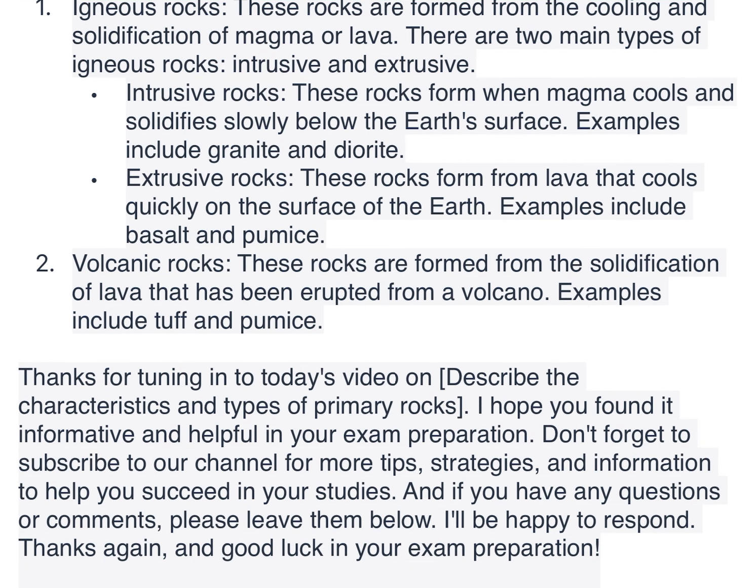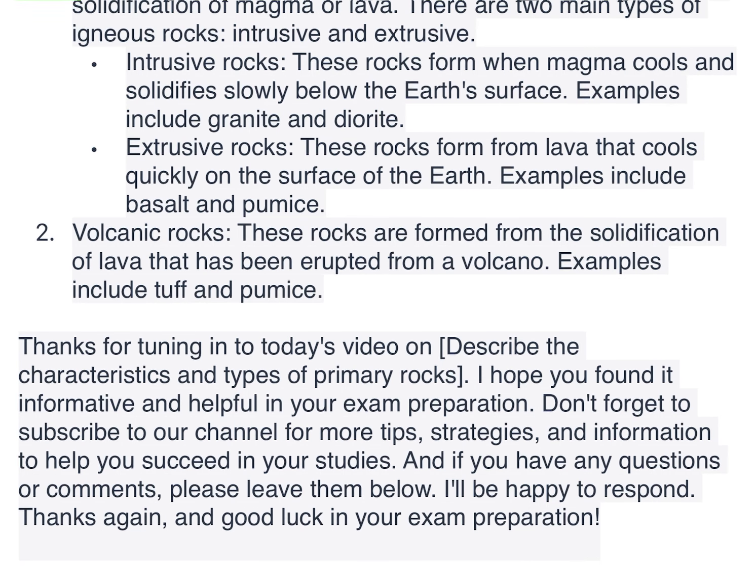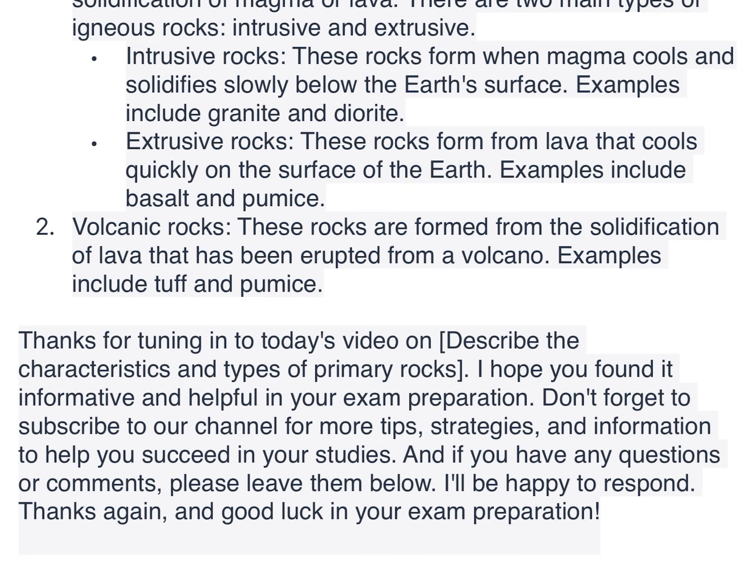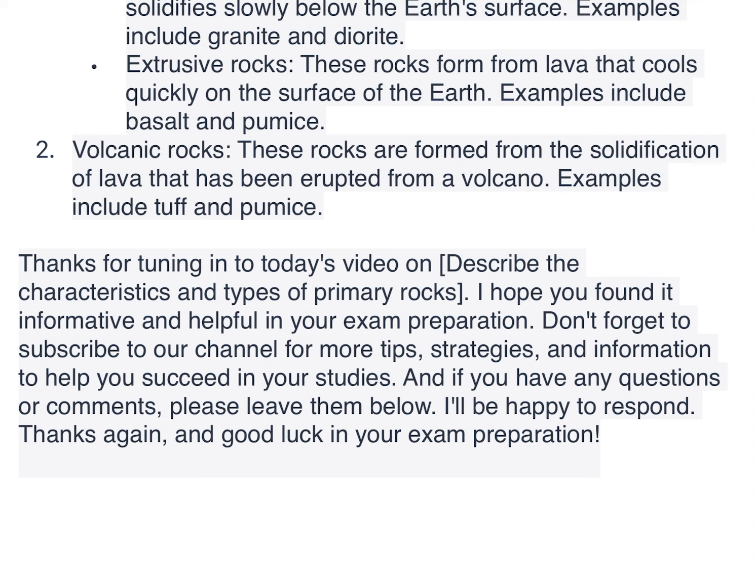Intrusive rocks. These rocks form when magma cools and solidifies slowly below the Earth's surface. Examples include granite and diorite. Extrusive rocks. These rocks form from lava that cools quickly on the surface of the Earth. Examples include basalt and pumice. Volcanic rocks. These rocks are formed from the solidification of lava that has been erupted from a volcano. Examples include tuff and pumice.